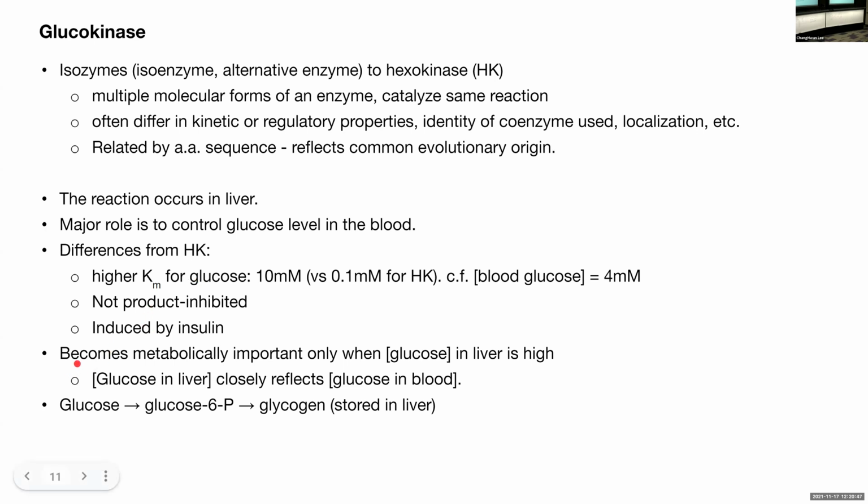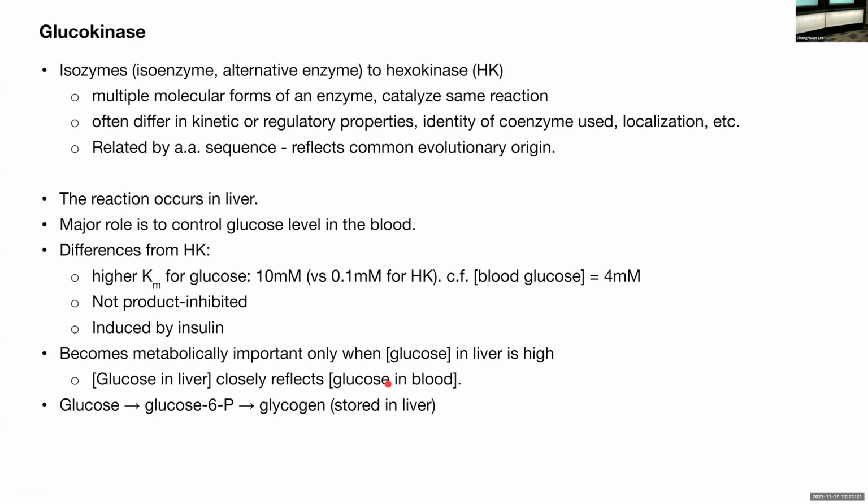And this glucokinase becomes metabolically important only when glucose concentration in liver is high. Again, we talked about this. Normal concentration will not do anything in terms of glucokinase binding its substrate, but it happens only when the glucose level in liver is high, and this glucose concentration in liver closely reflects the glucose concentration in blood.